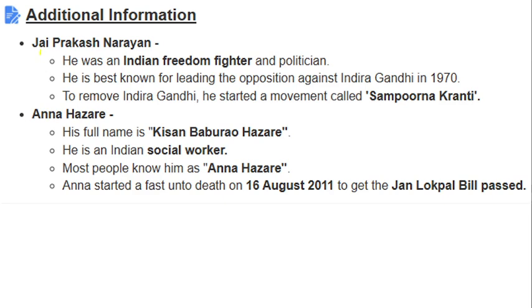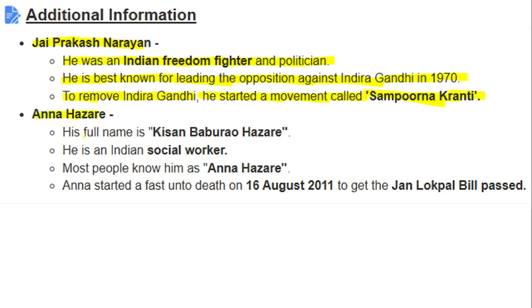Next, Jai Prakash Narayan. Jai Prakash Narayan was an Indian freedom fighter and politician. Jai Prakash Narayan was best known for leading the opposition against Indira Gandhi in 1970. To remove Indira Gandhi, Jai Prakash Narayan started a movement called Sampurna Kranti.